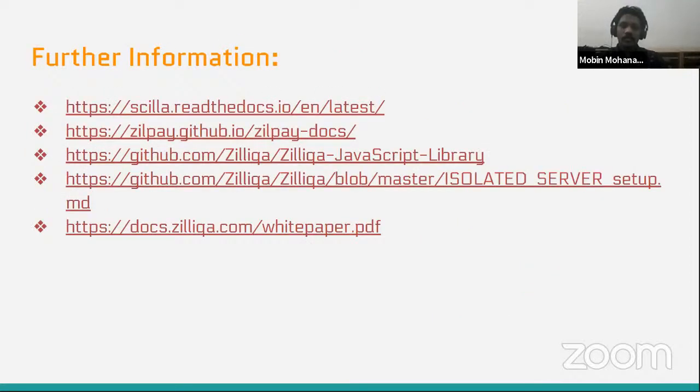So you can learn more about Zilliqa on all these sites, where you can read the docs regarding Scilla, Zilpay and Devx. Also the Zilliqa JavaScript library provides us with the ability to build decentralized applications connected to the Zilliqa blockchain itself, and also an isolated server. We can run a blockchain on our machine also, and you can check that out. You can also check the white paper regarding the conception and the architecture of Zilliqa in a much more in-depth and detailed way.